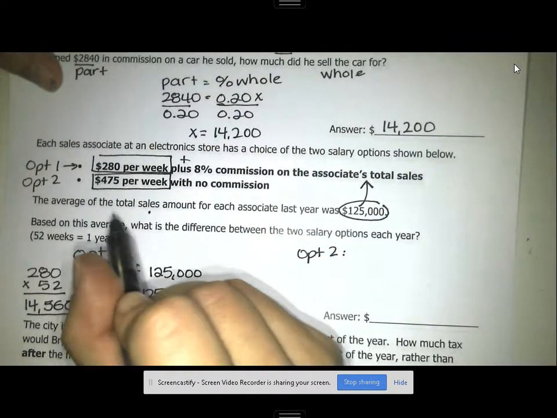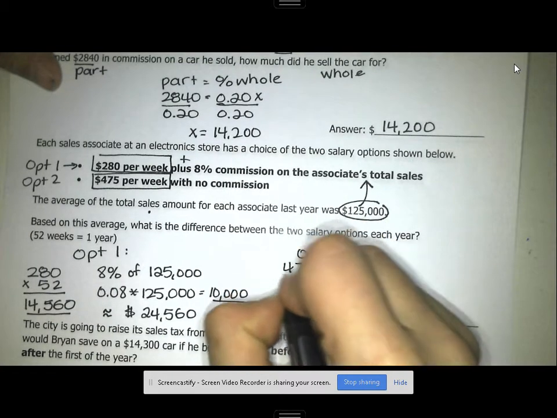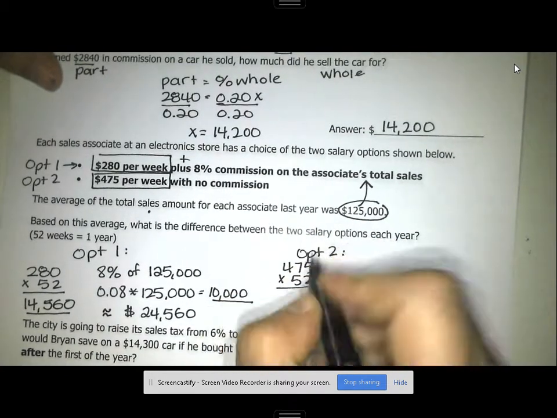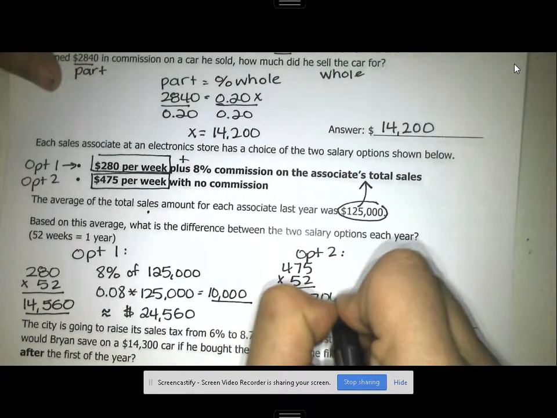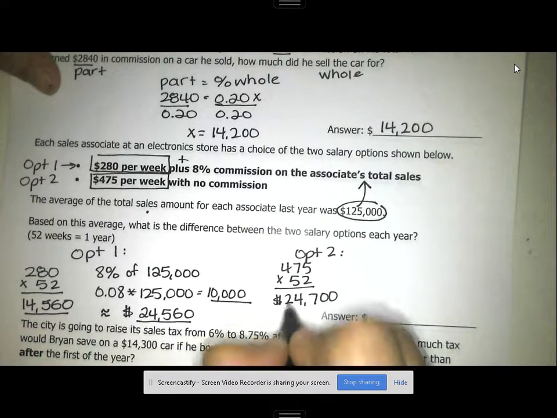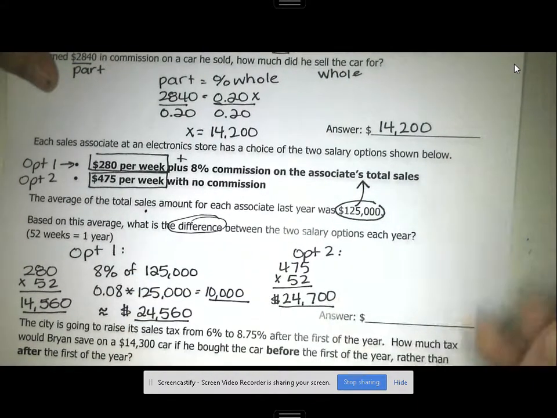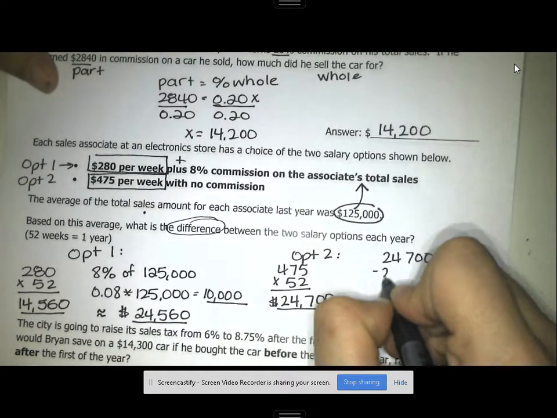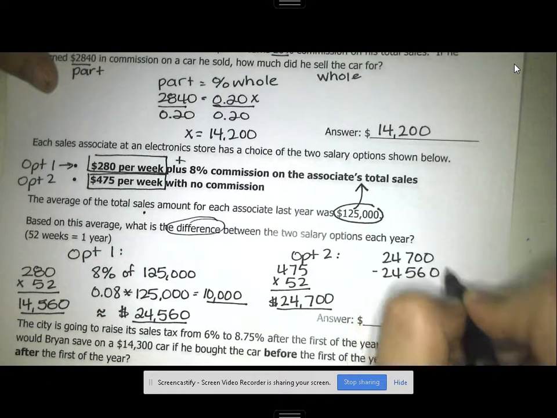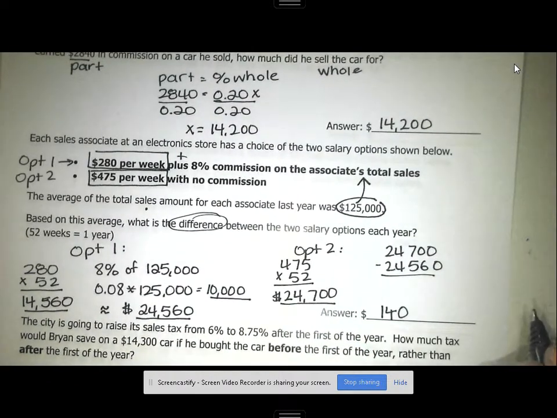Option 2, you don't get any commission. You just get $475 a week. So 475 times 52, you'd get 24,700. So here's option 1, here's option 2. What is the difference between the two salary options? So I'm going to subtract 24,700 minus 24,560, and the difference between the two salary options is $140.